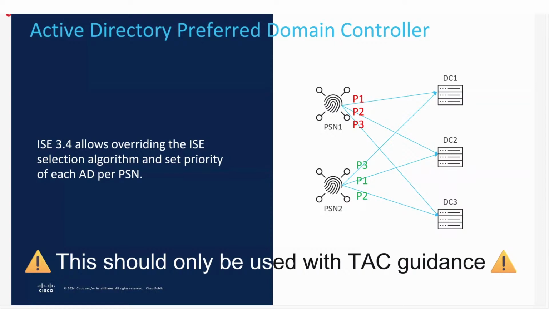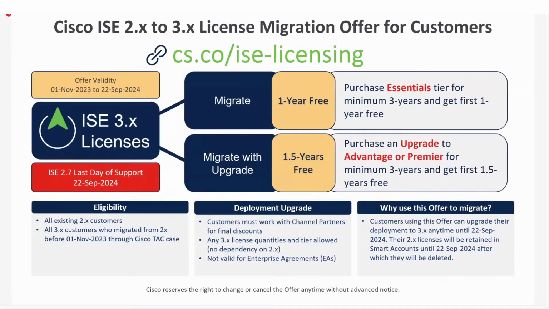Okay, so that's all we've got to talk about for ICE 3.4 today. But I do want to bring up that there's currently a migration offer for ICE 2.7 licenses to 3.0 or 3.x licenses. Now, if you take a look at this in the top left corner, you're going to see the offer validity ends in 22 September this year. And if you look at that red rectangle, that's also the last day of support for ICE 2.7. So those correlate and they match. So this offer is only available until ICE 2.7 is no longer supported, which is coming up pretty soon.